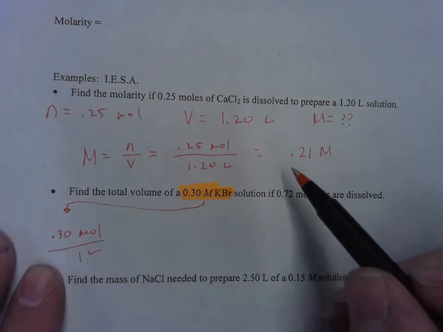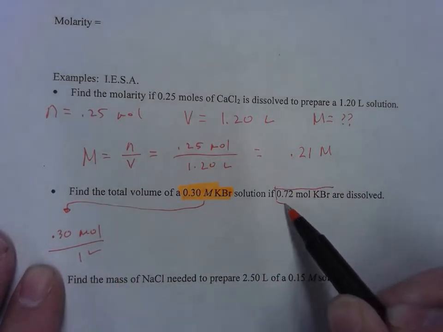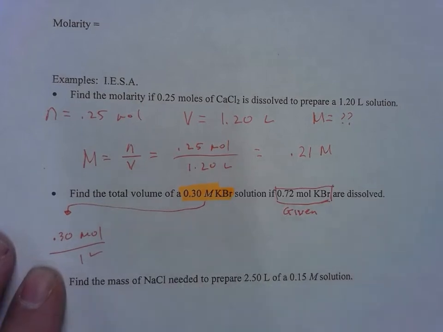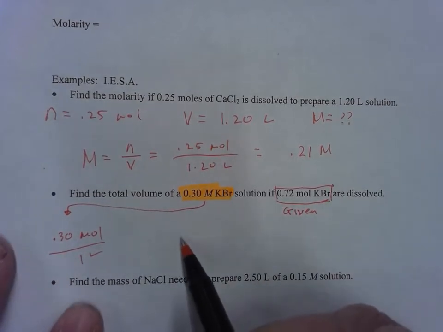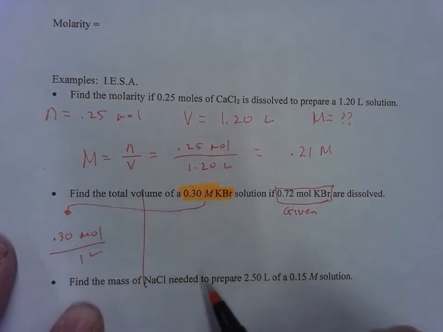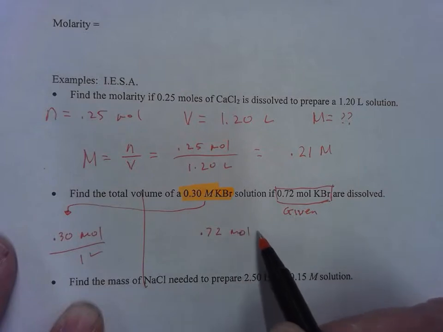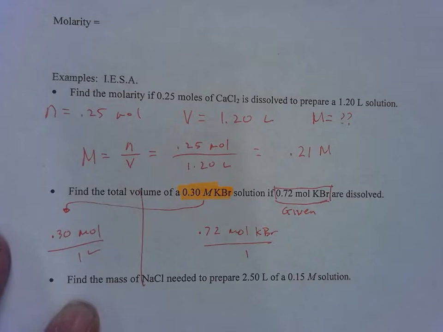This right here, that is your given. Remember, you write your given out first, right? So you're going to do it like this. Let me just do this so that you guys don't make a mistake. 0.72 moles of KBr over 1. That's the first thing you need to do.